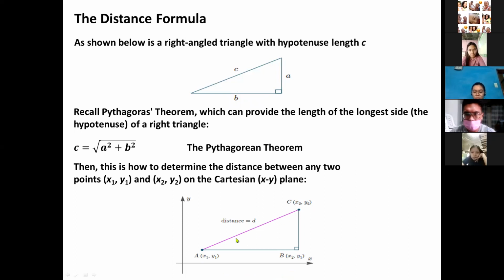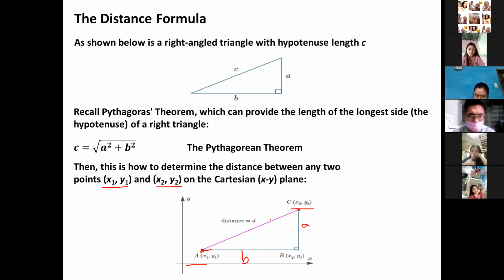So, this is the distance we are looking for. Distance. This is it. What is the distance from point A to point B? These are our coordinates, x sub 1 and y sub 2. This is point C, this is point A. Okay? Now, this is side A, this is side B. Okay, can you follow? Are you following the figure?